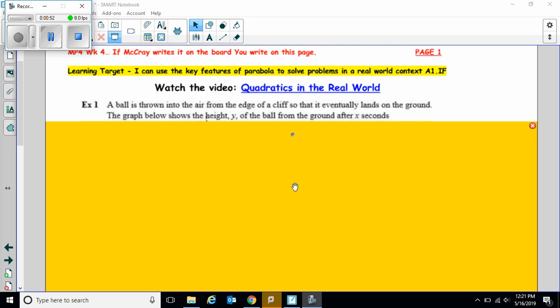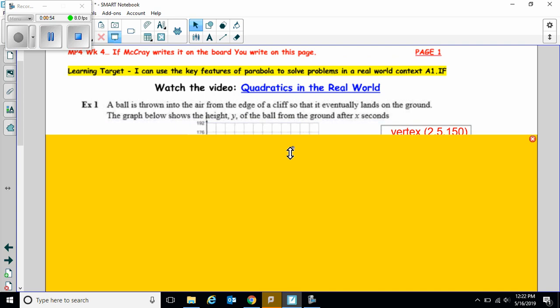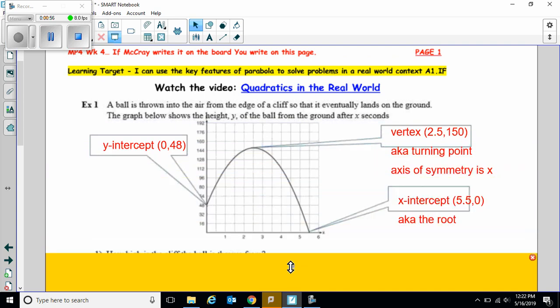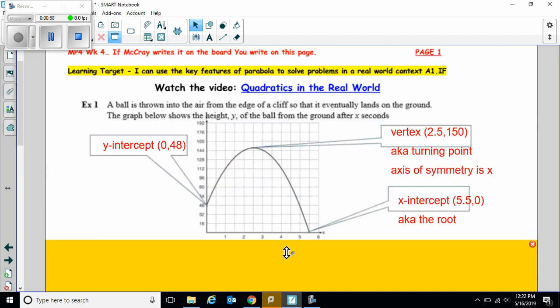Okay, class, welcome back. Hopefully you were able to fill in my word bubbles and know what I was looking for. Our initial value is always identified as our y-intercept. Here are coordinates 0, 48. The top of every parabola or the bottom of every parabola, max and min, is our vertex. Sometimes I call it the turning point. If you took a look at the coordinates, it's 2.5, comma 150.